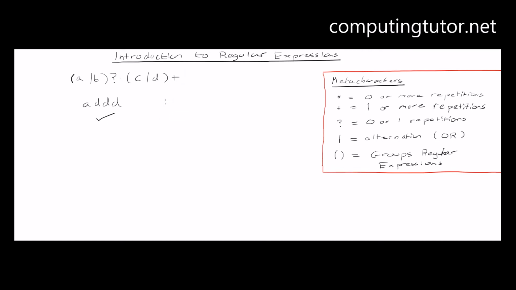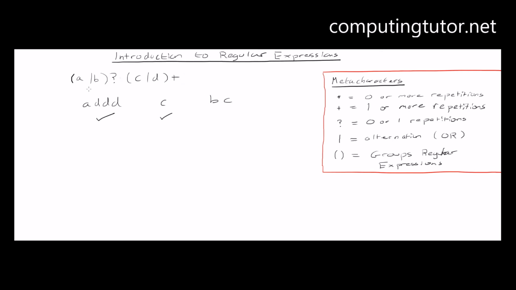Another string that would be acceptable would be simply C. And the reason that would be acceptable is because in this part of the regular expression I've got 0 or 1 repetitions of A or B, so I don't actually have to have an A or a B in my acceptable string. I do however have to have a C or a D, and I've got 1 C here, so that would be acceptable, and because it meets that part, the criteria of that part of the regular expression, as well as that part. And another string that would be acceptable would be B, C.